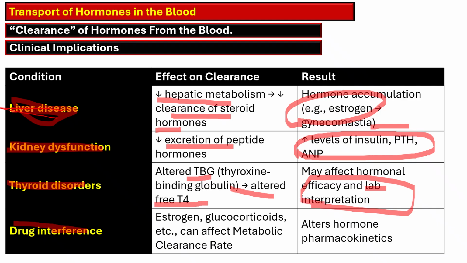Drug interference is another clinical implication in hormone clearance. Estrogen and glucocorticoids can affect the metabolic clearance rate, and they alter the hormone pharmacokinetics.